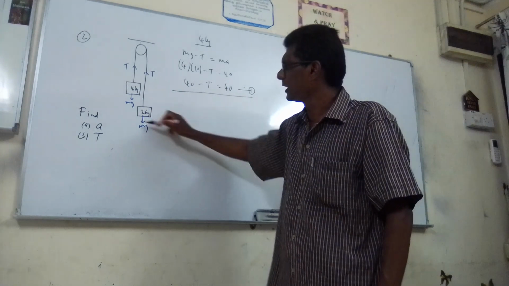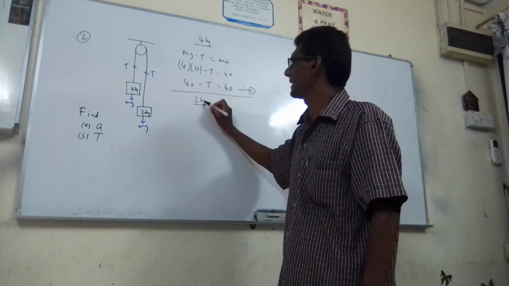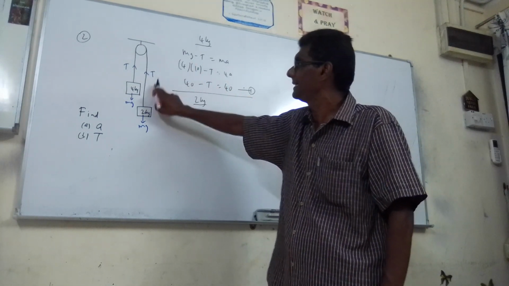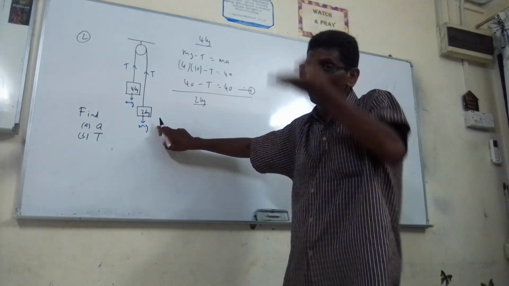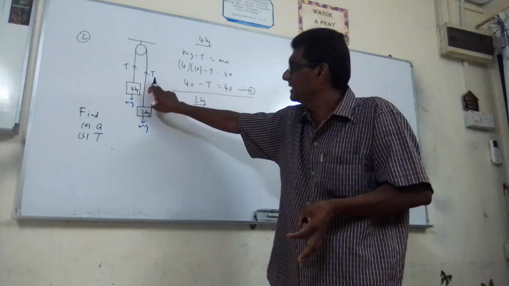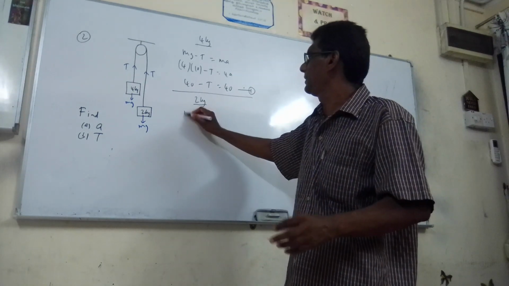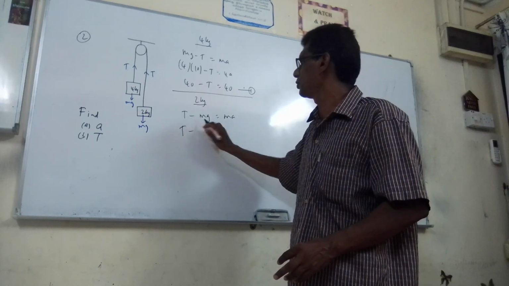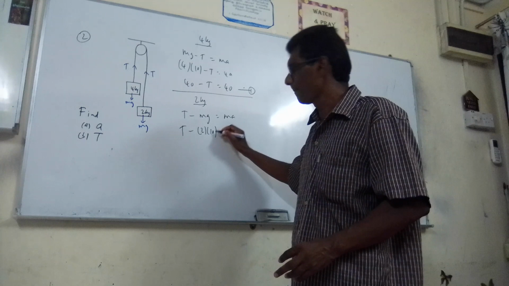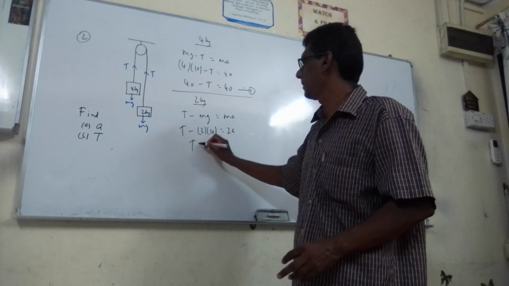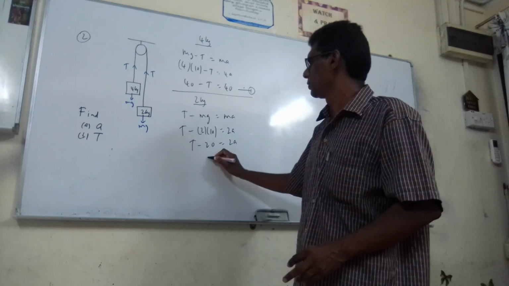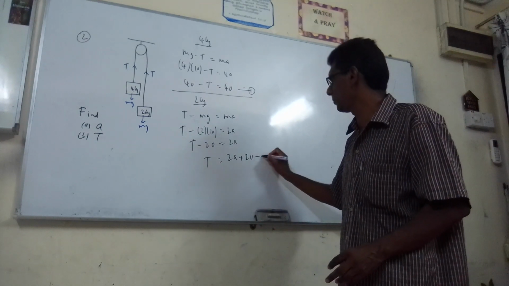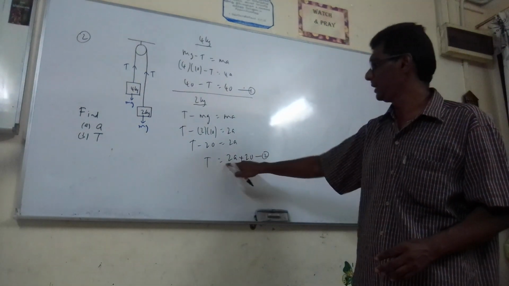Then we consider the forces acting on the 2 kg. The 2 kg moves up, so T is greater than mg. So T minus mg equals ma. With m equals 2 kg and g equals 10, T minus 20 equals 2a. So T equals 2a plus 20. This is equation number 2.